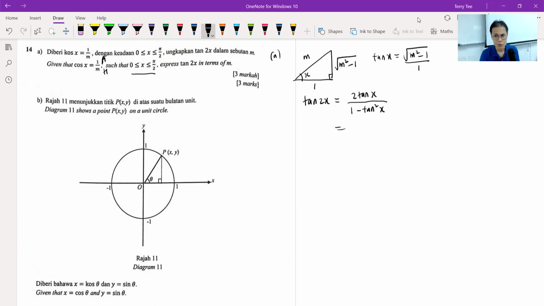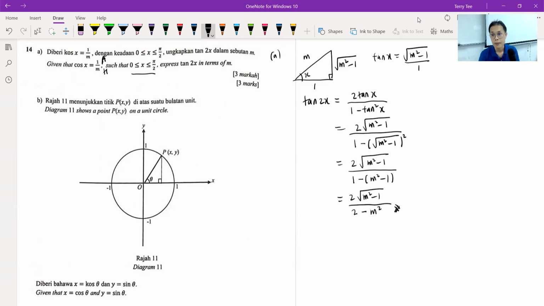Since you divide by 1, you don't have to write the 1. You can write 2 square root of m square minus 1 divided by 1 minus square root of m square minus 1, all squared. Can we just square it? This will be 1 minus (m square minus 1). Now we square the square root, it disappears. You're left with 2 square root of m square minus 1 over, 1 minus minus 1 is 2, minus m square. Okay, second one.